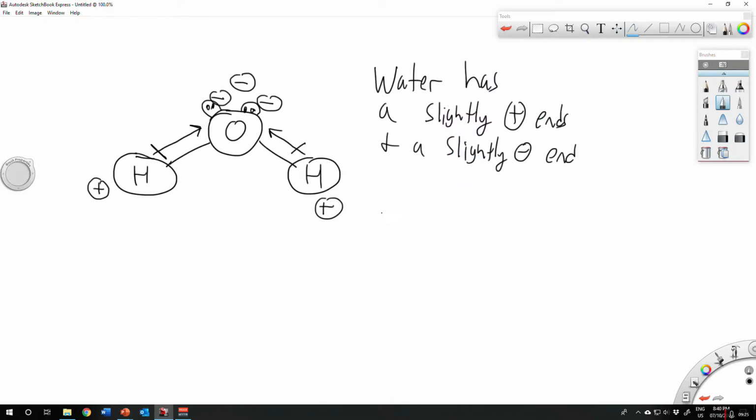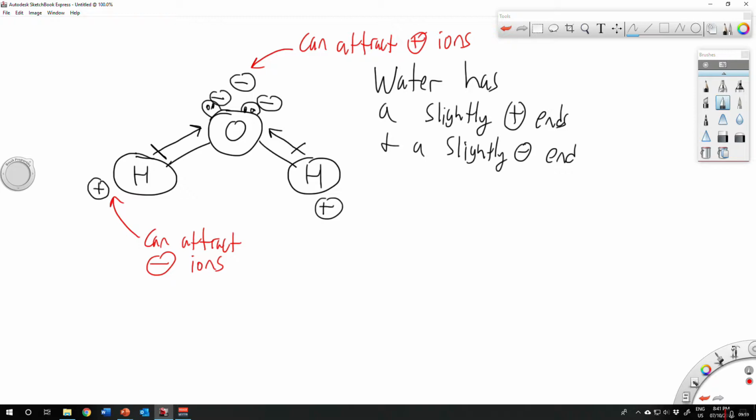Because it has a positive end here, water can actually attract negative ions. Okay, so let's write this in a different color. This positive end can attract negative ions, and similarly, this negative end over here can attract positive ions. What makes this really useful is that water is very good at breaking down ionic compounds because of this. When ionic compounds come into contact with water, the positive end of water can attract the negative ions out of the crystal, and similarly, the negative end of water can attract the positive ions out of the crystal. So water can break ionic crystals because of its polar nature.